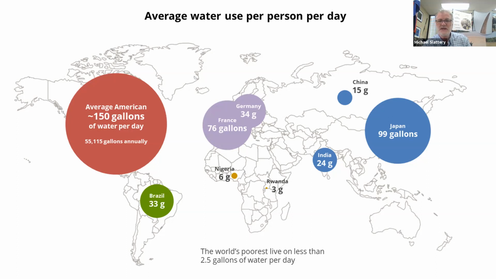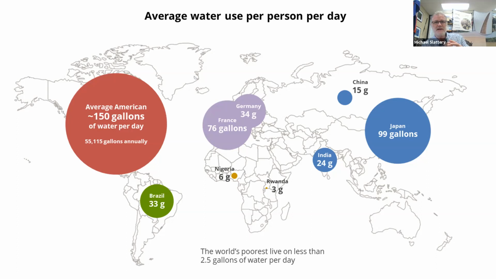What is startling here to me, and again, these are some of the big users I've just shown, France, Germany, and so on, is what the United Nations considers the minimum amount of water that a human being needs for their personal use. Turns out it's 5 gallons per day, right? That's for washing, eating, and drinking. The world's poor live on less than 2.5 gallons of water per day.